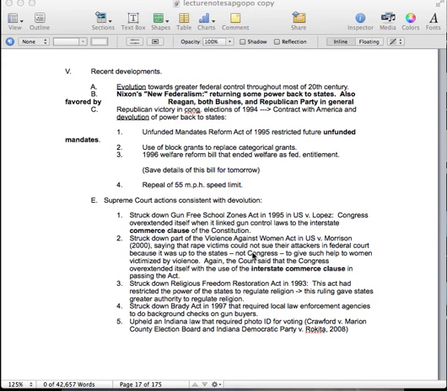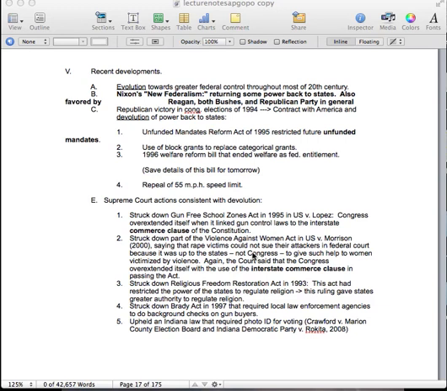And then here are some Supreme Court actions consistent with devolution. I apologize, I'm going fast. I only have a couple of minutes here. First, the Gun-Free Zones Act was struck down in 1995 in U.S. versus Lopez. Congress overextended itself and linked gun control laws to the Interstate Commerce Clause. This was saying you can't transport a gun within a mile of the school, but what happens across the street if you have people that live there, so they can't get a gun? So Congress overextended itself there, again giving more power back to the states.